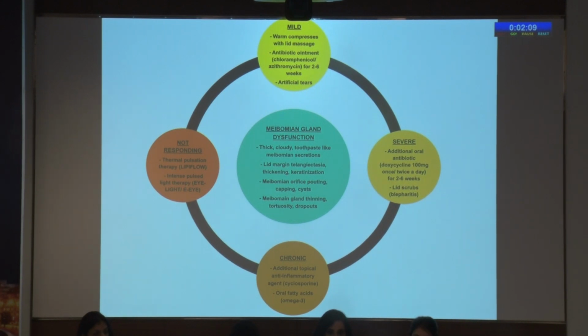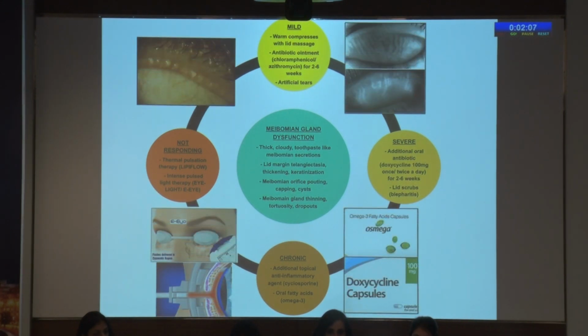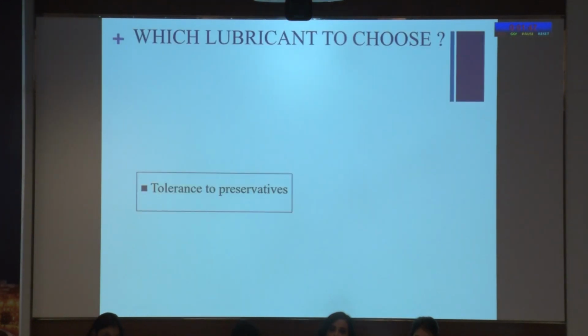Another common entity, the meibomian gland dysfunction. Mild cases, warm compresses and antibiotic ointment would do. But for the non-responding and severe cases, we need to use additional oral antibiotics, additional topical anti-inflammatory, oral fatty acids, thermal pulsation therapy, and intense pulse light therapy. So in these situations, only lubricants are not enough. We need to address all these things.